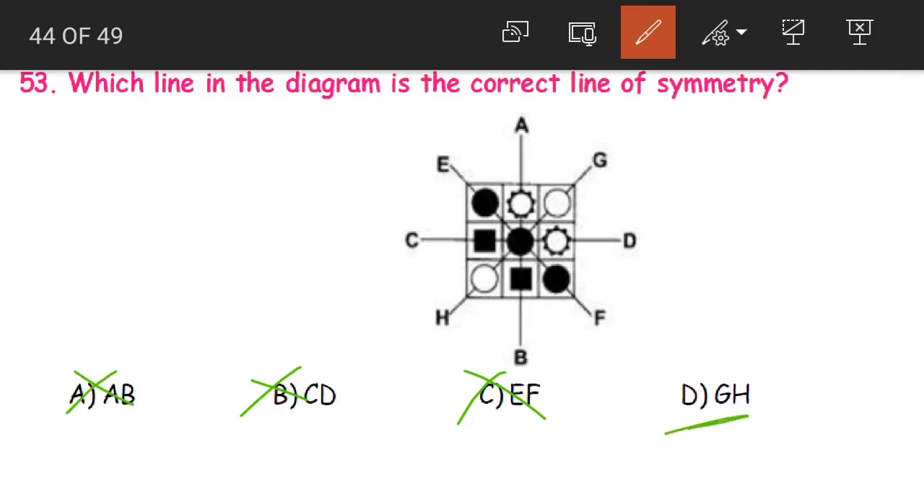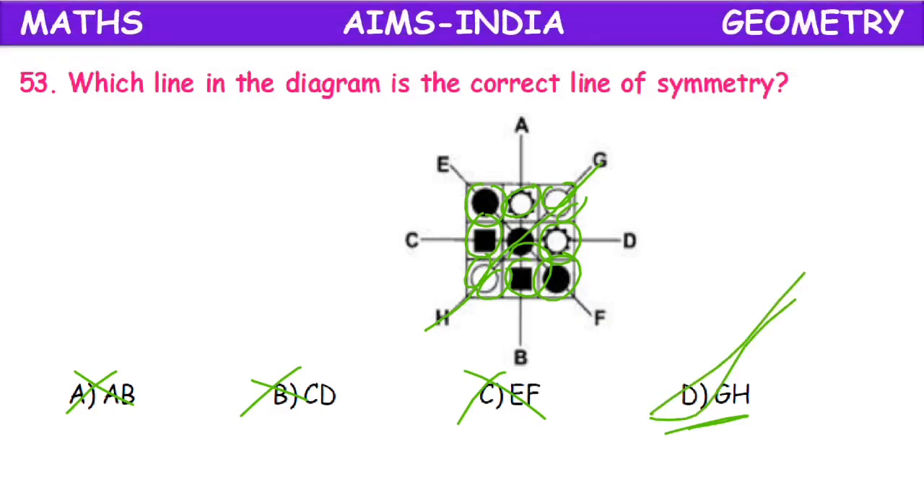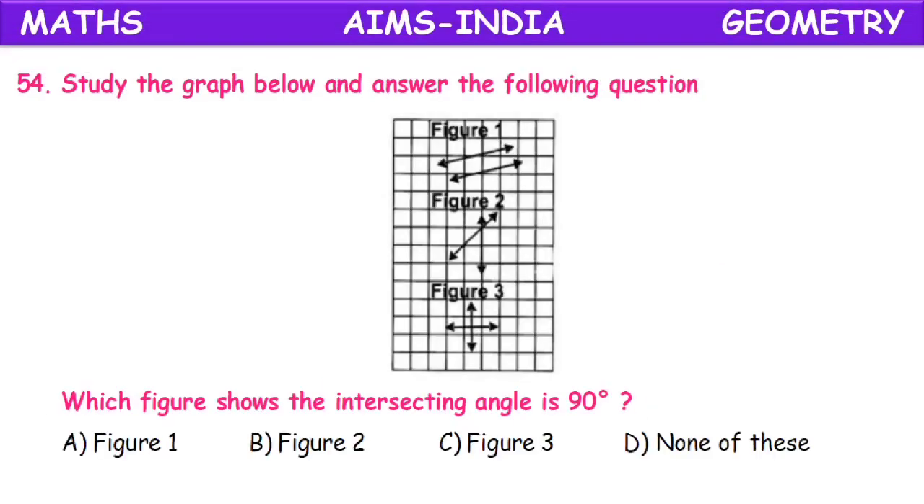And coming to the last one, that is GH. Yes, this is our line of symmetry. If you observe carefully, see a semicircle, semicircle, sun, sun, black circle, black circle, black square, semicircle, semicircle. Both the halves are exactly the same. So the line of symmetry for the given figure is option D, that is line GH.